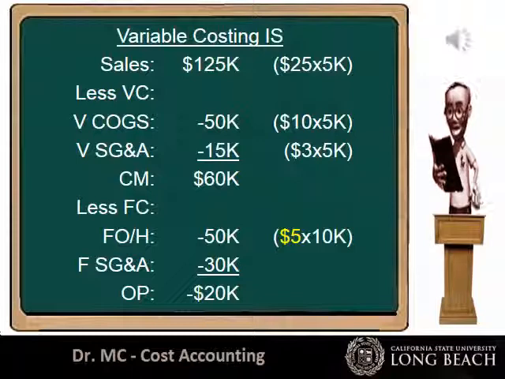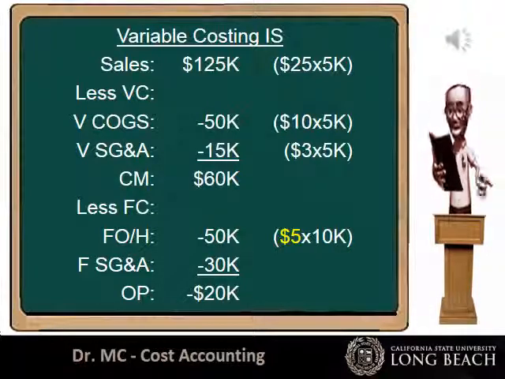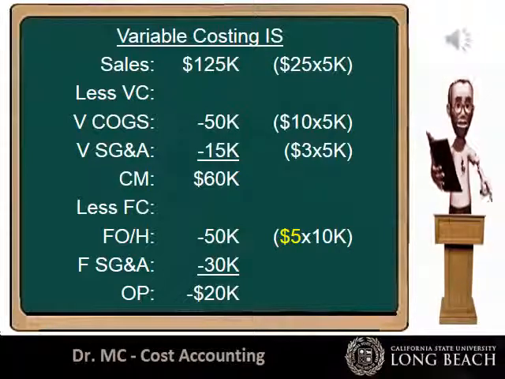With variable costing, you start with the sales revenue of $125,000 and then subtract all of the firm's variable costs. The variable cost of goods sold is $50,000 and the variable selling, general and administrative expenses are $15,000. After subtracting the variable costs, the firm has a contribution margin of $60,000. You then subtract the firm's fixed costs. The firm's fixed overhead for the period is $50,000. You also subtract the firm's fixed selling, general and administrative costs of $30,000, which leaves us an operating loss of $20,000. Please note that the operating loss under variable costing is $25,000 lower than the $5,000 operating profits reported using absorption costing.